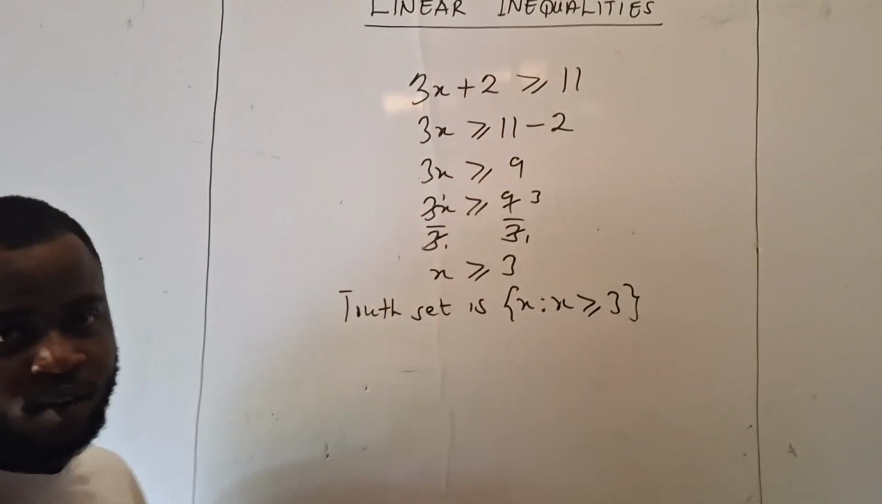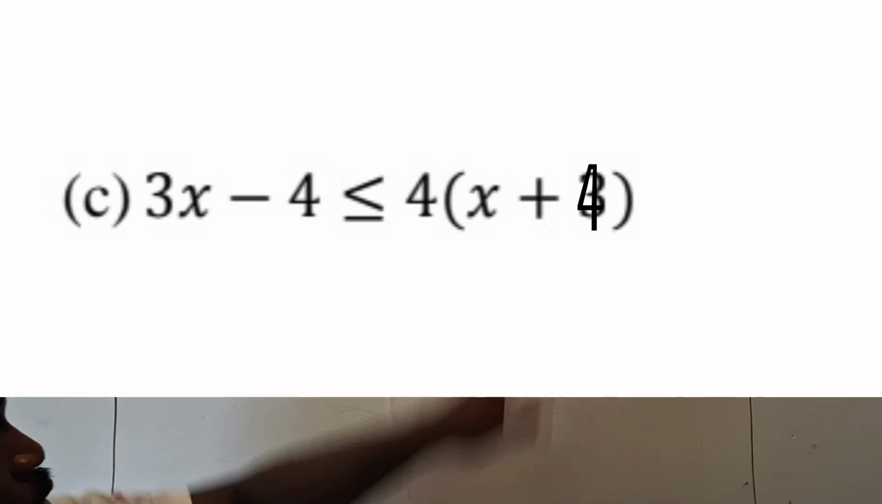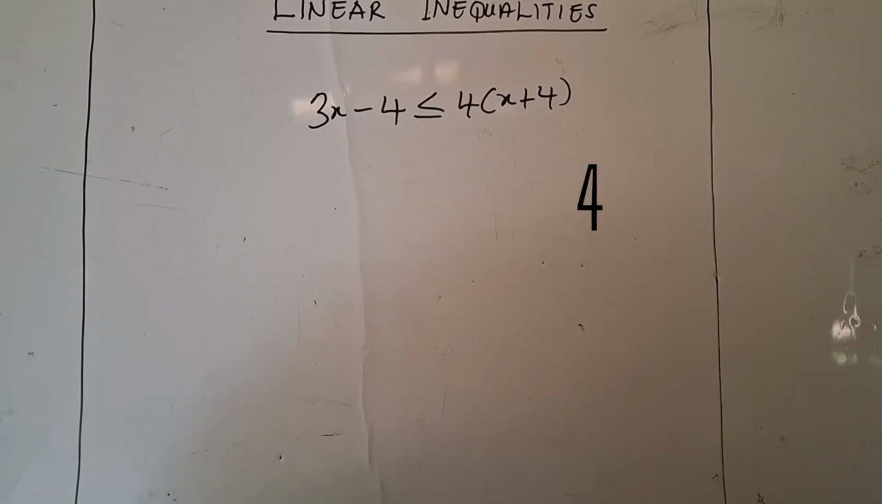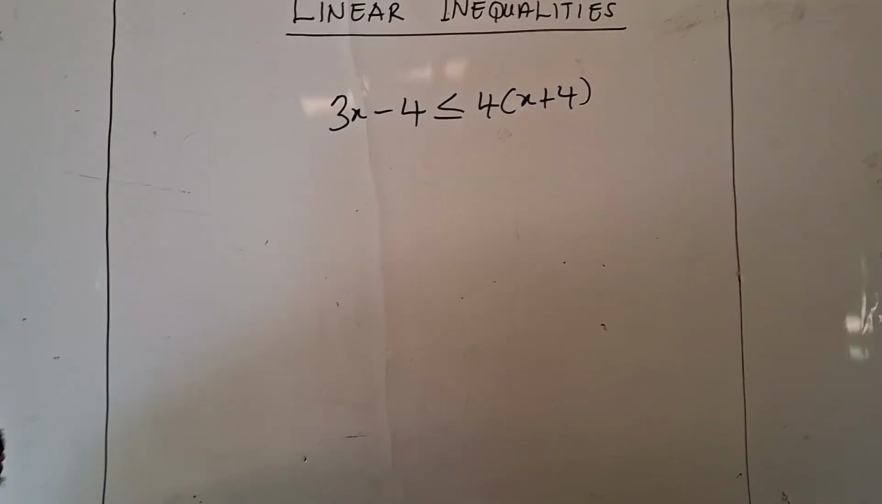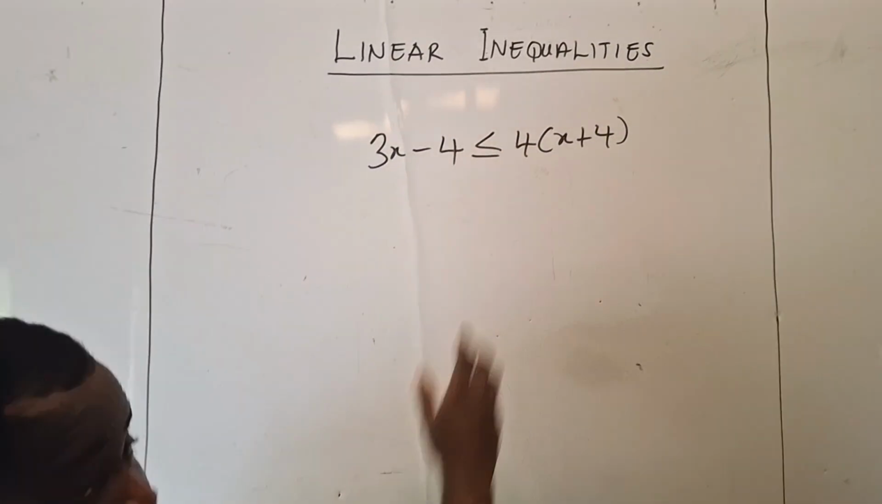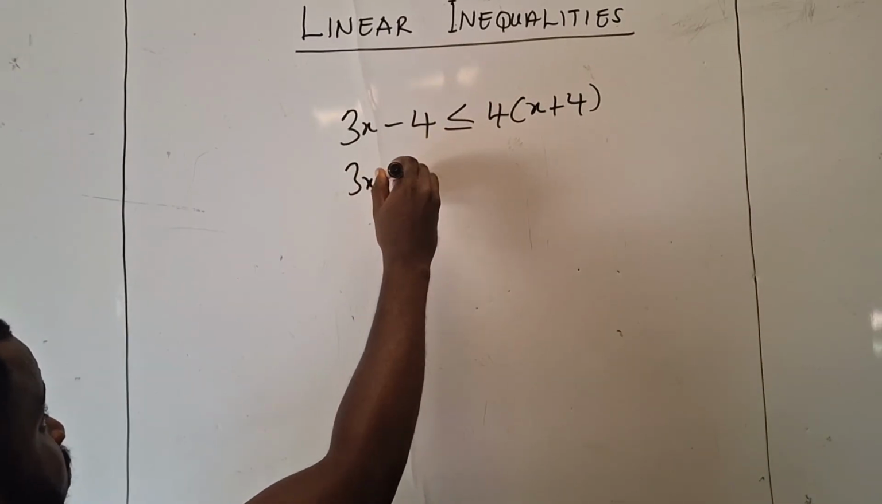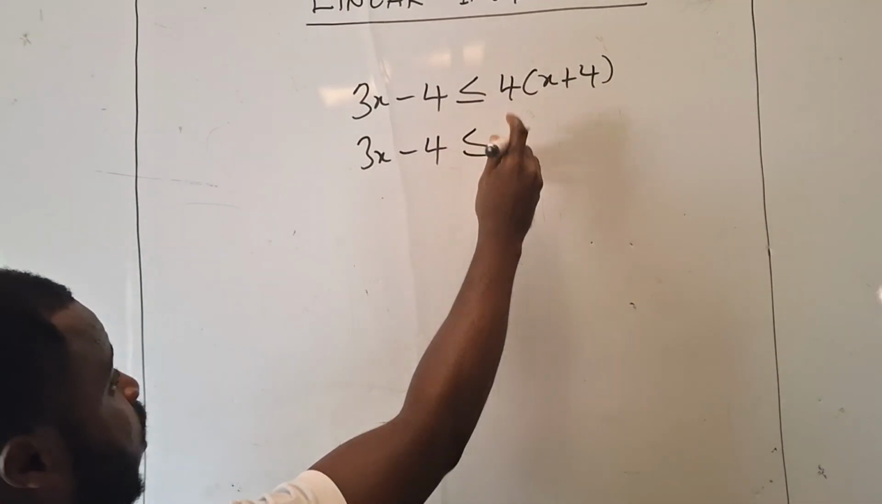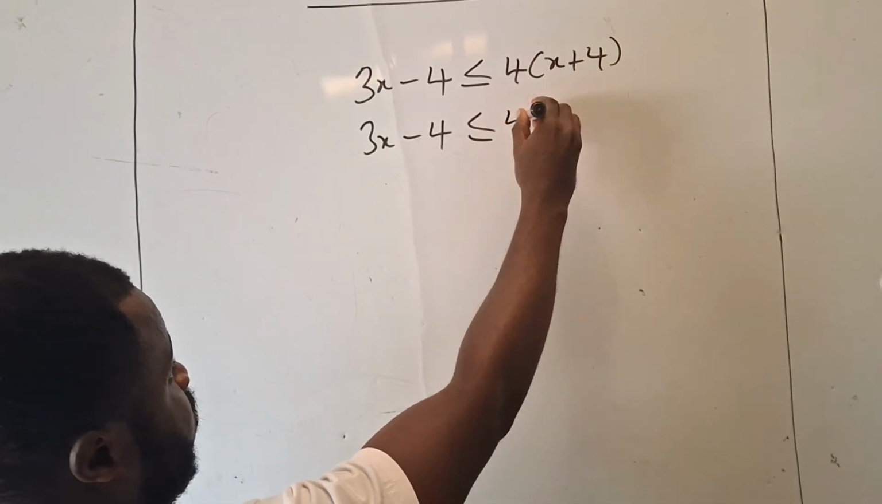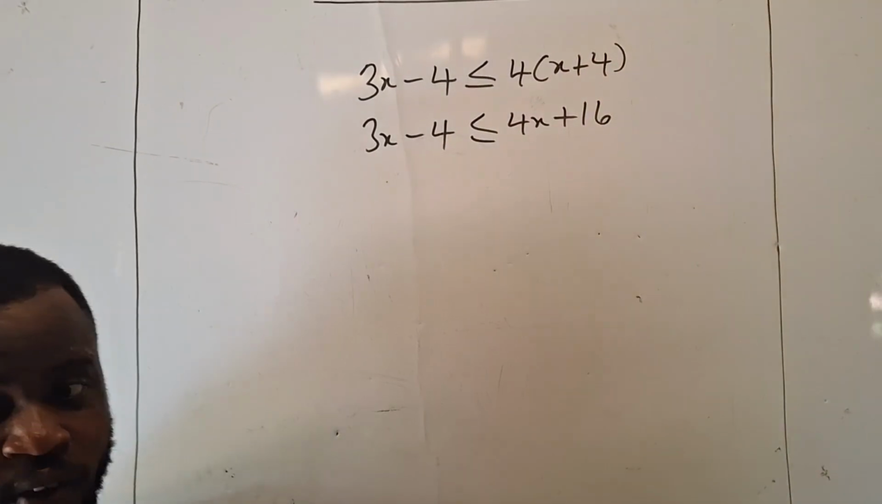We are taking another question here. So we are going to find the truth set of 3x minus 4 less than or equal to 4 bracket open x plus 4. So the bracket is the only thing that is new here, but we know how to open a bracket. So we are going to write this minus 4. Then we open the bracket, 4 times x, 4x plus, 4 times 4, which will give us 16.